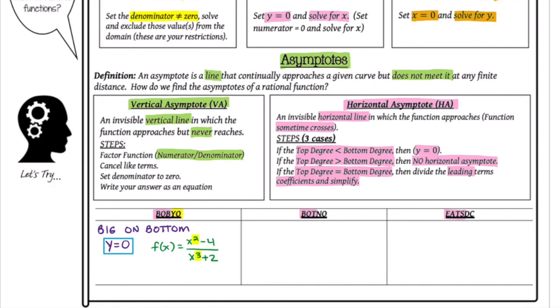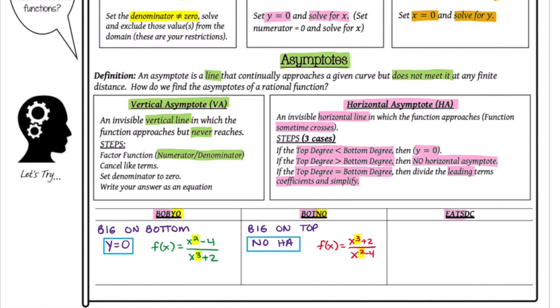BOT NO. BOT NO stands for big on top. If you have big on top case, that means we have no horizontal asymptote. So how would that look like? That would look like literally the same exact thing as before, but reverse. Let's say x to the third plus 2 over x to the second minus 4. Where is my exponent larger this time? Larger on top, which means there is no HA.